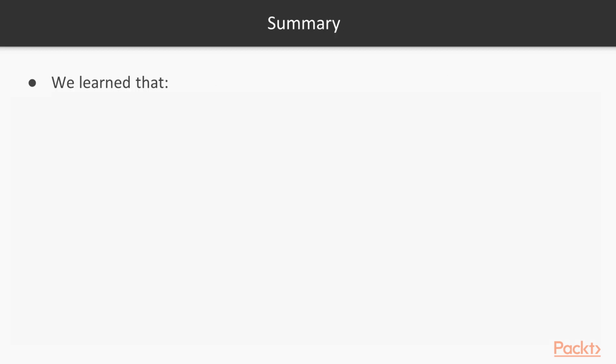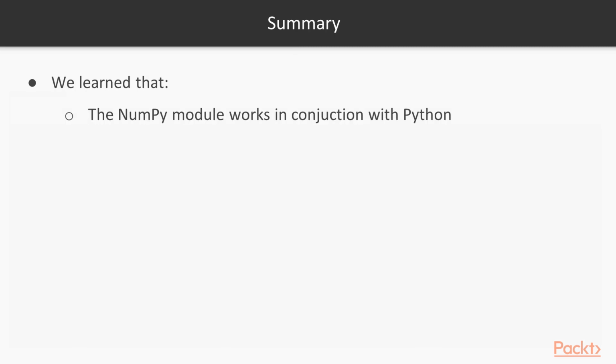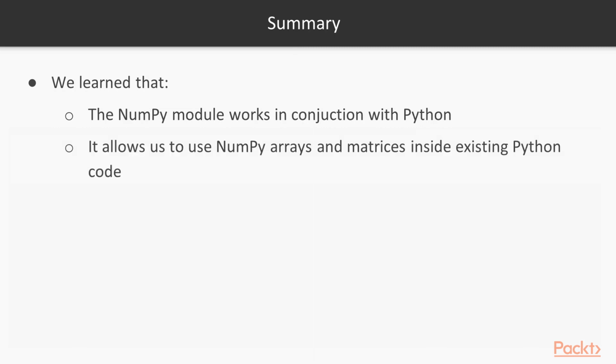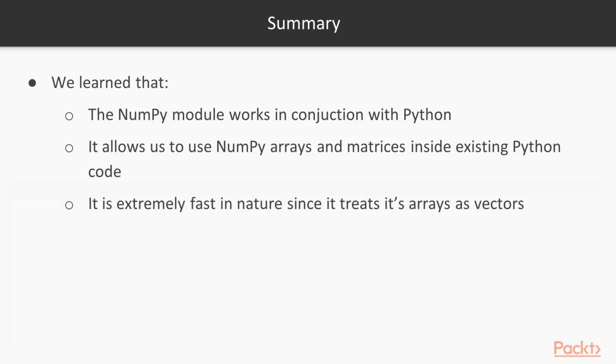So a quick recap of what we have learned in this lecture. The NumPy module works in conjunction with the Python module. It allows us to use NumPy arrays and matrices inside existing Python code. It is extremely fast in nature since it treats its arrays as vectors, which are stored in contiguous memory locations.